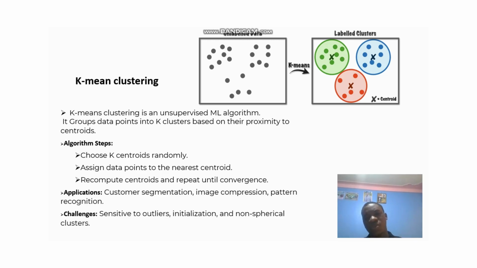The challenges with this algorithm are that it is sensitive to outliers, meaning if a data point is far away from any cluster, it may lead to inconsistencies. It is also sensitive to initialization, and to non-spherical clusters, meaning if the clusters are so spread out, it may be hard to cluster them depending on the given central points.